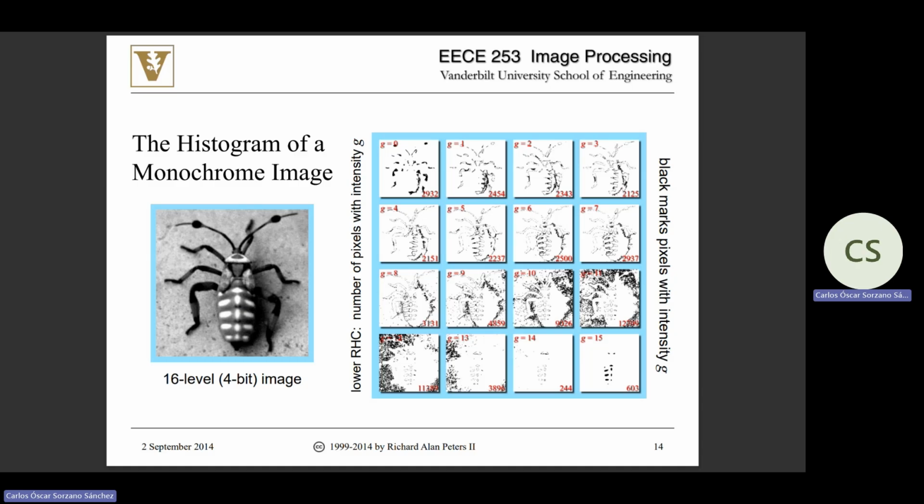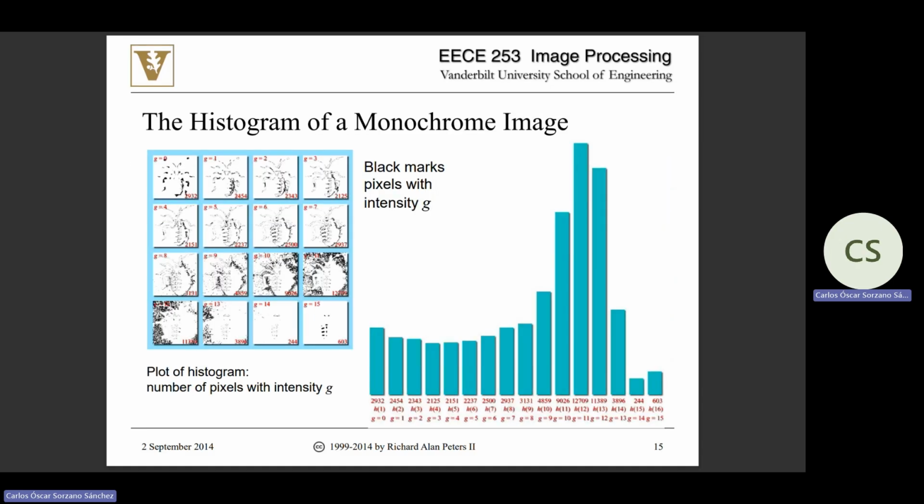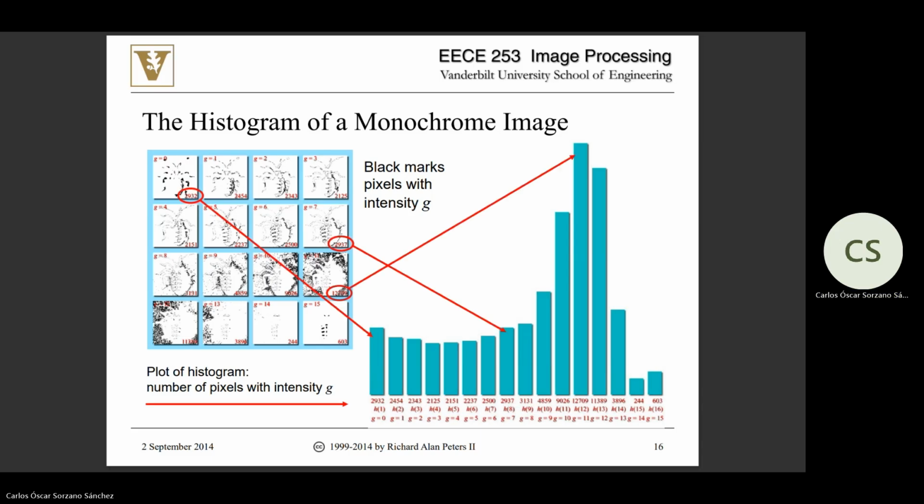That is the histogram. Now, it is an interesting way of thinking of images. If you have 16 levels, it is an overlay of 16 masks, each one with some active pixels. And then you simply count, and this is our histogram. So the height of these bars should be the number of pixels in each one of the masks.